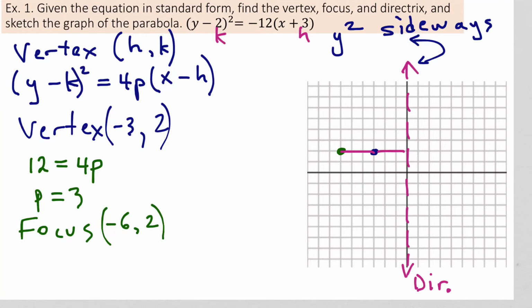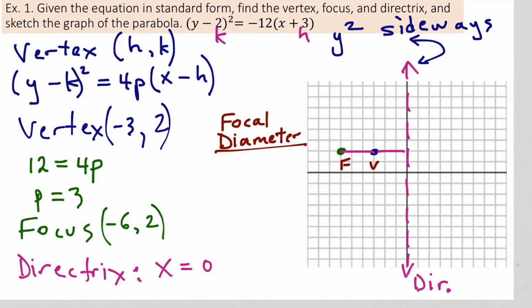All right, and then the equation for my directrix is going to be a vertical line, so that's an x equation, has to have an equals, so x is equal to 0 is my vertical line. Let's get 2 more dots using our focal diameter. So remember, our focal diameter is going to go through my focus, and it's going to be parallel to my directrix. So I'm going to get 2 more points along that line right there.